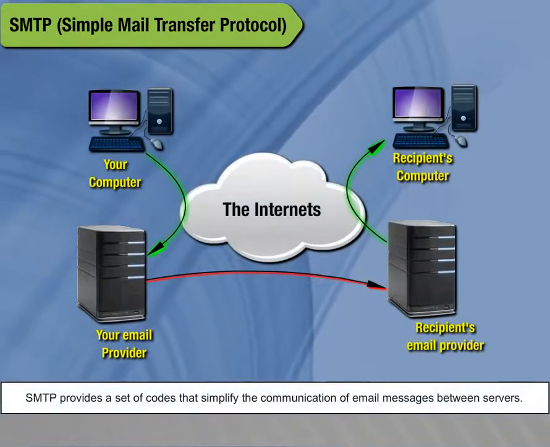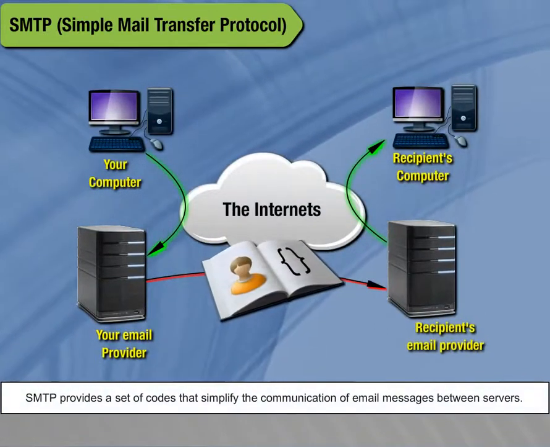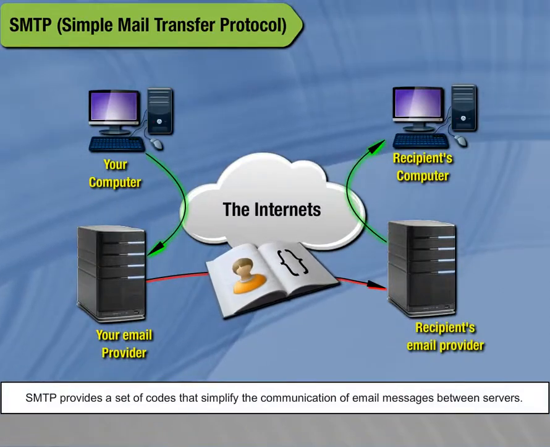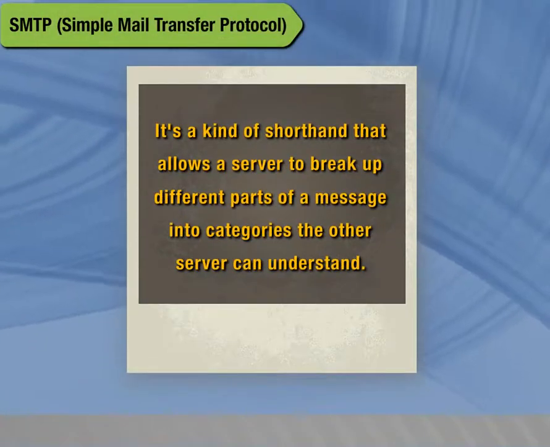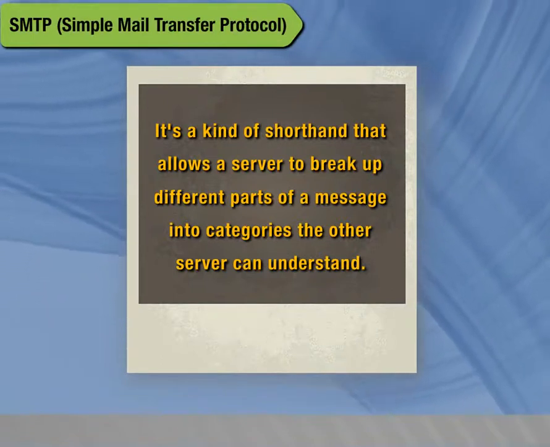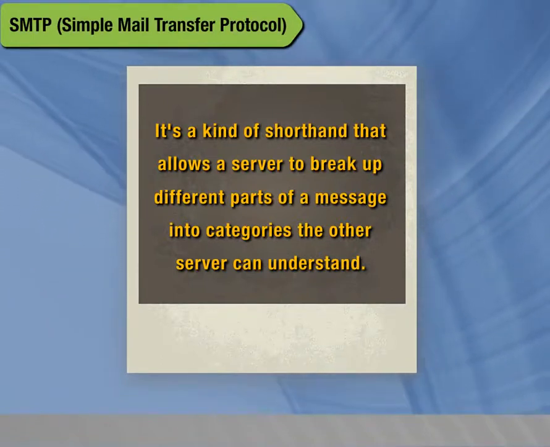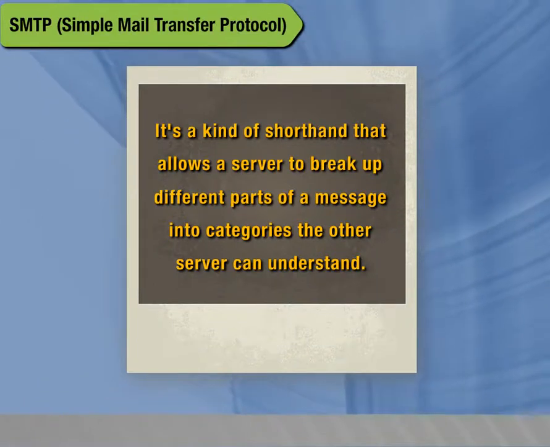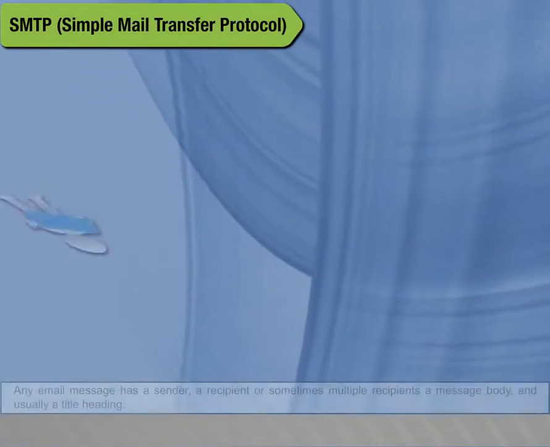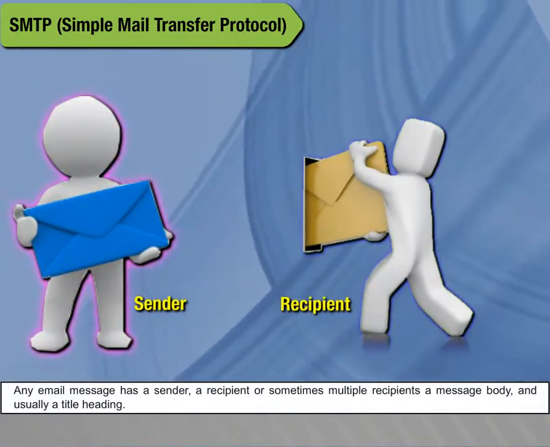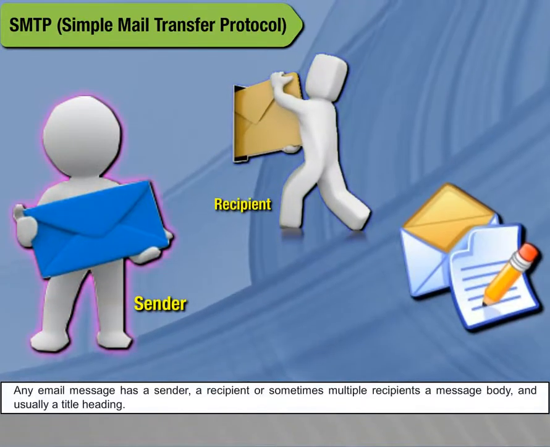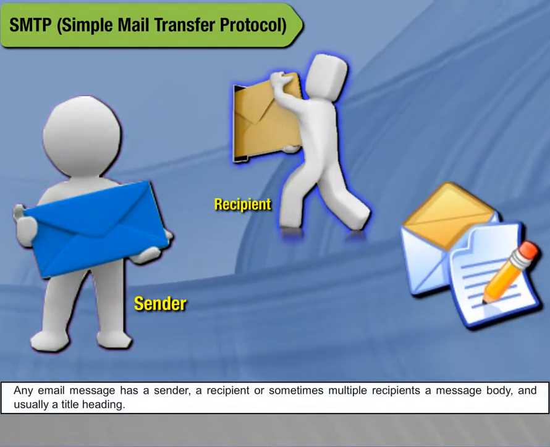SMTP provides a set of codes that simplify the communication of email messages between servers. It's a kind of shorthand that allows a server to break up different parts of a message into categories the other server can understand. Any email message has a sender, a recipient, or sometimes multiple recipients, a message body, and usually a title heading.